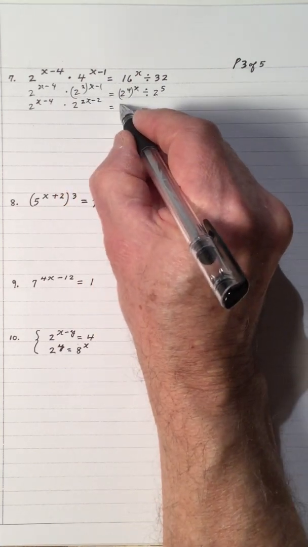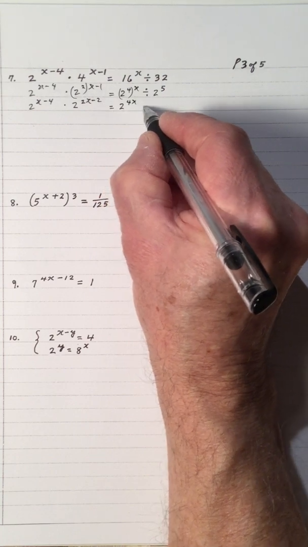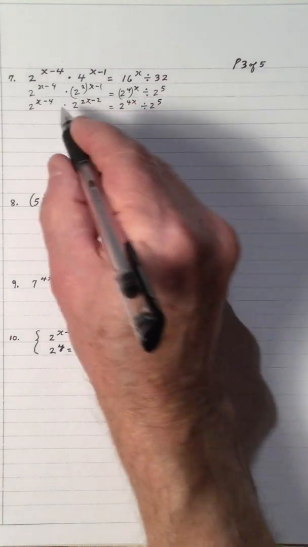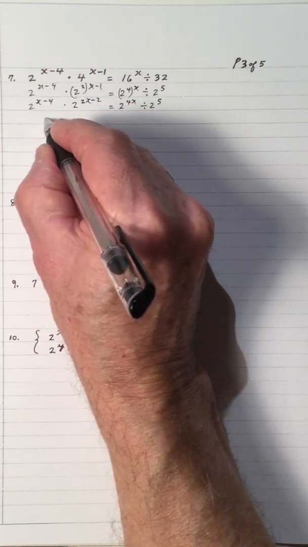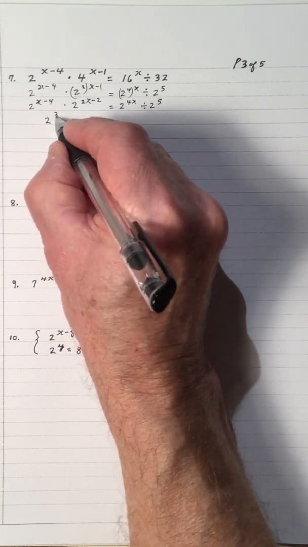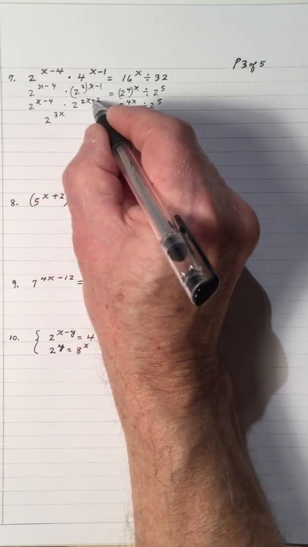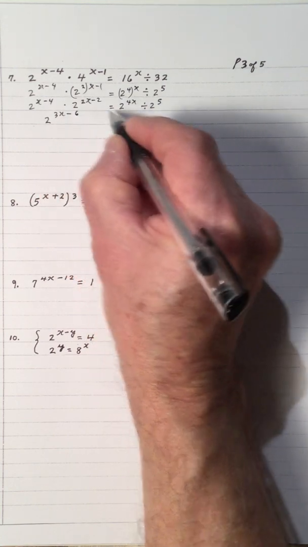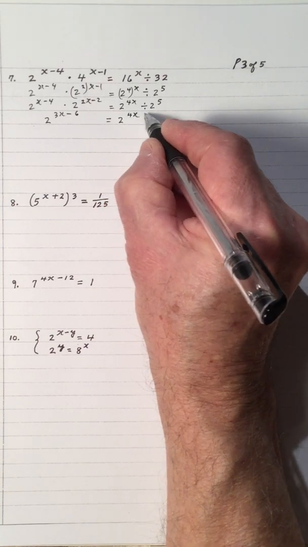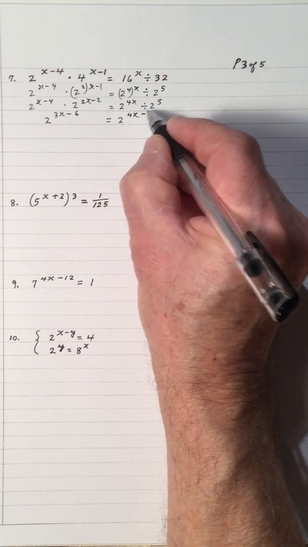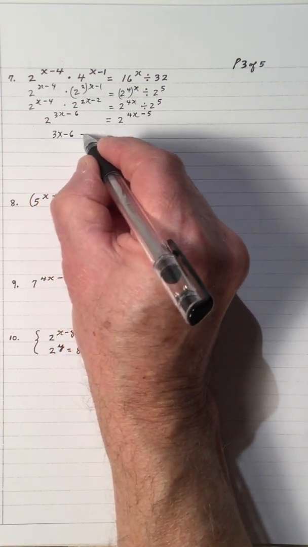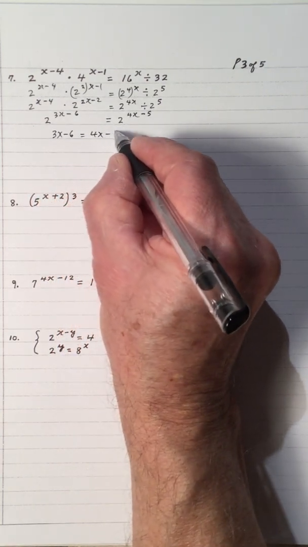We've got a power of a power, so that's 2 to the 4x divided by 2 to the 5. So I did the powers first. Because I'm multiplying, I'll add. And you add 2x plus x is 3x. Negative 4 minus 2 is negative 6. And because I'm dividing, I'll subtract. So this is 4x, subtract 5. And there's the same base of 2, so 3x minus 6 is equal to 4x minus 5.